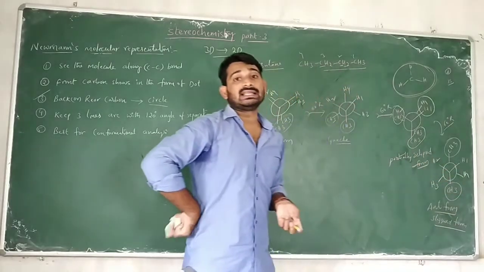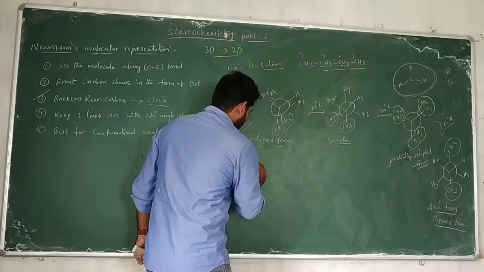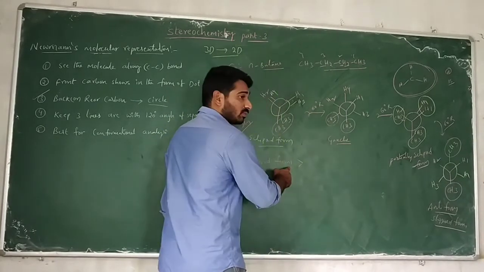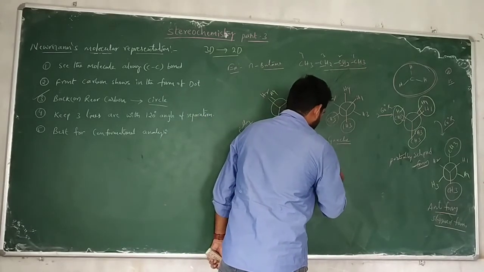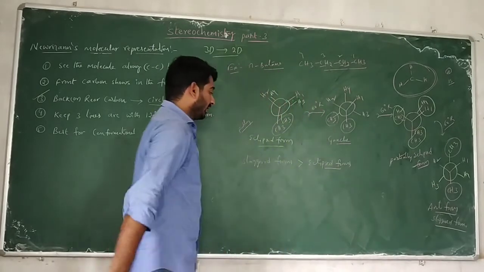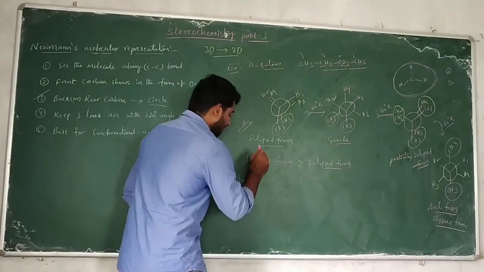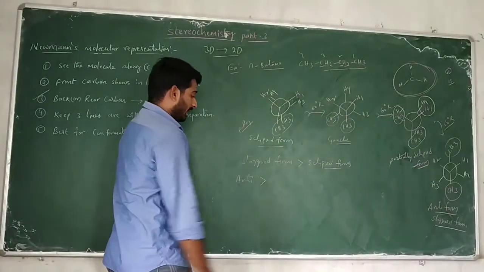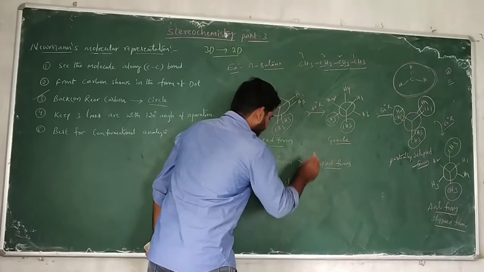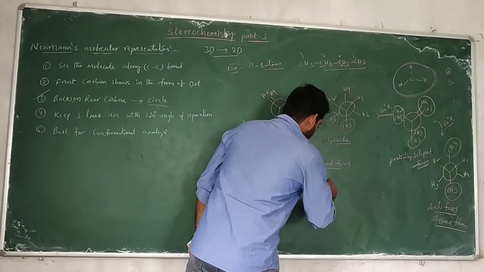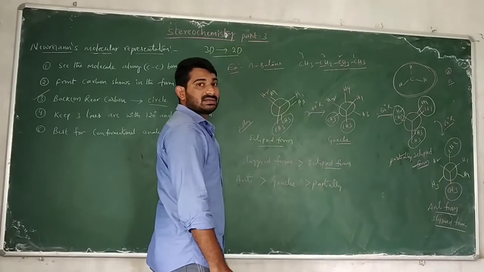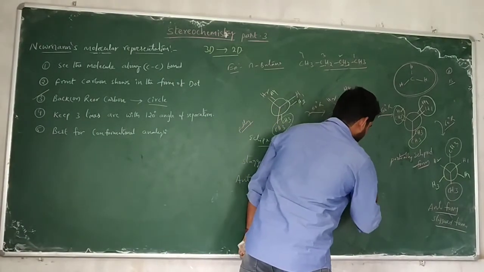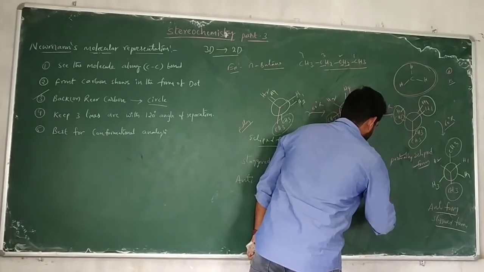That means the anti form is highly stable. Always remember, finally concluding here, staggered forms are more stable than eclipsed forms. And among staggered forms, the anti form is the most stable, because there is more separation between the bulky groups. Next is the gauche form, and next the partially eclipsed form. In eclipsed forms, two types exist: partially eclipsed and fully eclipsed. The least stable is the fully eclipsed form.